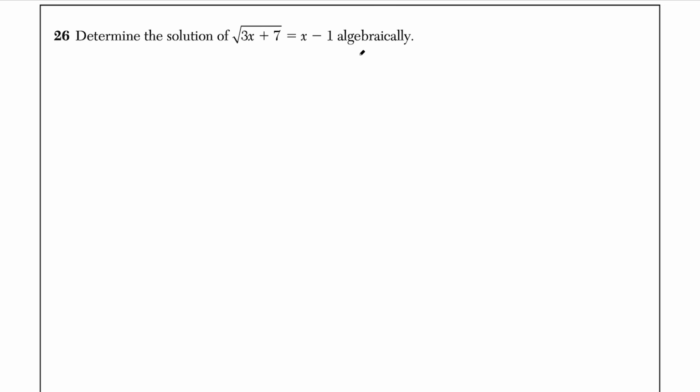Question 26, we have to solve this equation algebraically. If we just use the calculator here, we're going to get 1 out of 2, but if we want the full credit, we have to be able to do the algebra. So we have this equation, and the first thing that I notice is we have a square root, and the opposite of taking the square root is to square something. So we're going to square both sides like this.